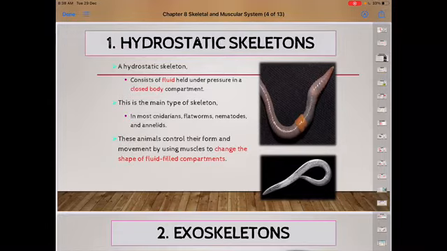A hydrostatic skeleton consists of fluid held under pressure in a closed body compartment. So this is the main type of skeleton in most cnidarians, flatworms, nematodes, and annelids. For example, the nematodes or the roundworms. These organisms hold fluid in their body cavity. The fluid is under high pressure, and the contraction of longitudinal muscle will result in the movement.